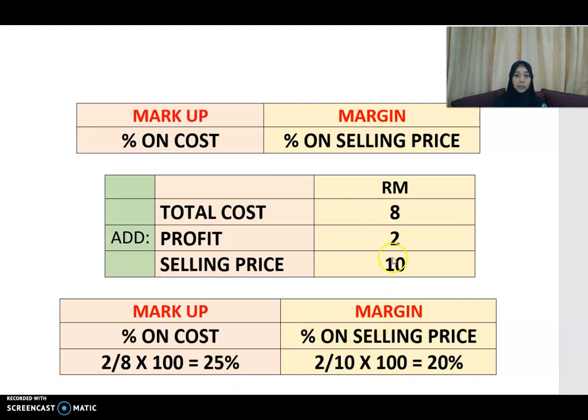If the question asks you to calculate the margin, margin means the profit margin, which is profit on the sales or percentage on the selling price. So that will be profit of 2 divided by the selling price of 10, expressed as a percentage. 2 over 10 times 100 gives you 20%. So the markup is 25%, that is your profit over your cost. If it is a margin, that will be 2 over your selling price, so 20%. That is the difference between markup and margin.